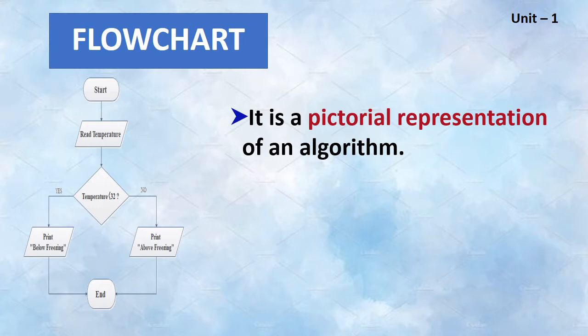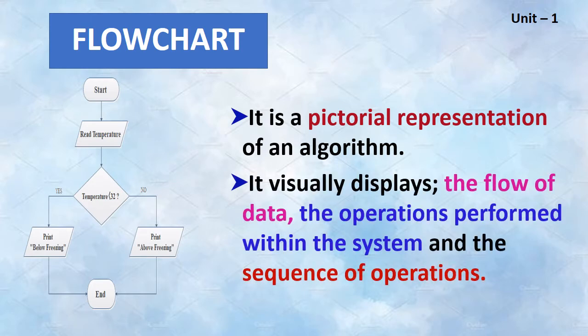Let's see what a flowchart is. It's a pictorial representation of an algorithm. Pictorial means graphical. It visually displays the flow of data, the operations performed within the system, and the sequence of operations. Remember that we have represented input, process, and output through an algorithm, and if we draw a picture of that algorithm, that would be called a flowchart.